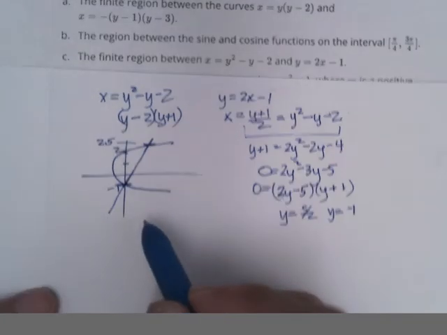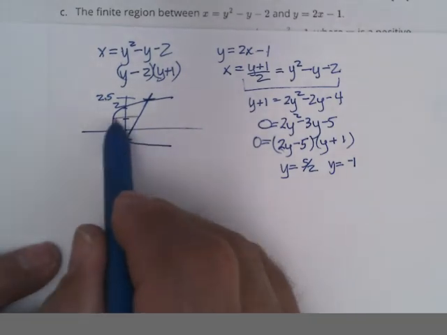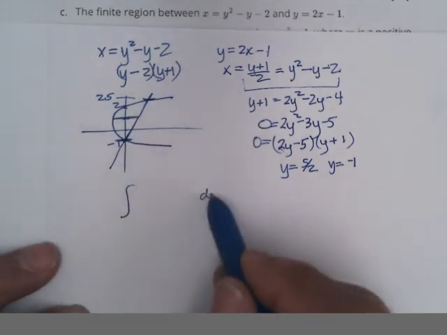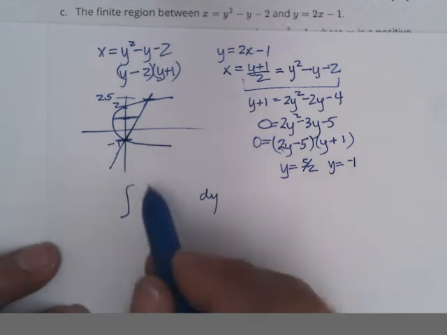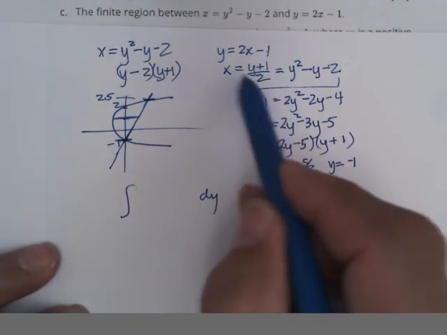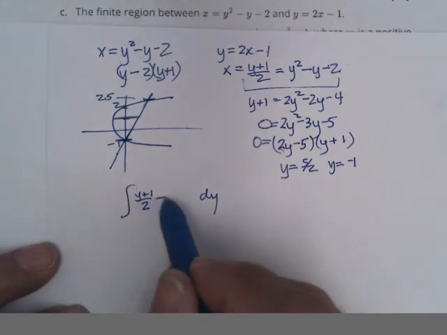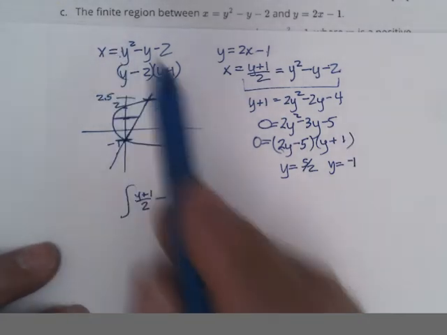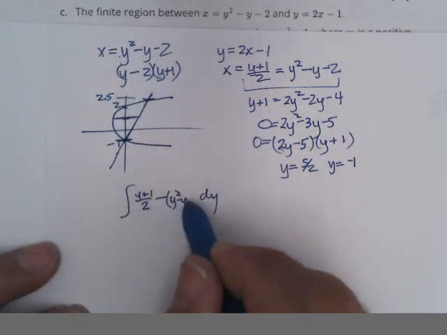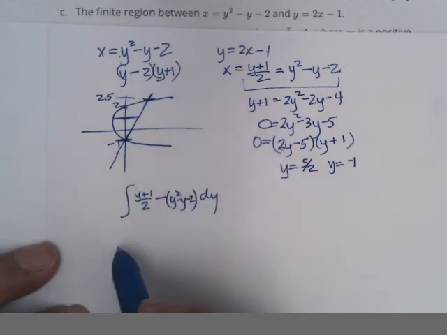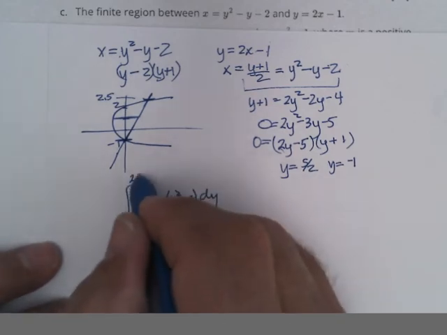So we're going to integrate, doing slices sideways, so the slices are dy, and this is the top curve, which is the line, and solving for y, it's y plus 1 over 2 minus the other one, which is y squared minus y minus 2, integrated from negative 1 to 2.5.